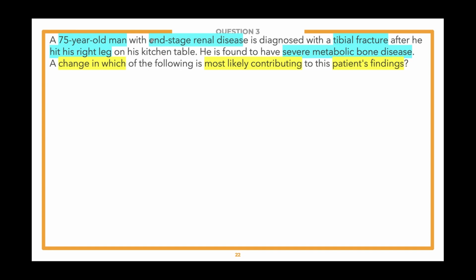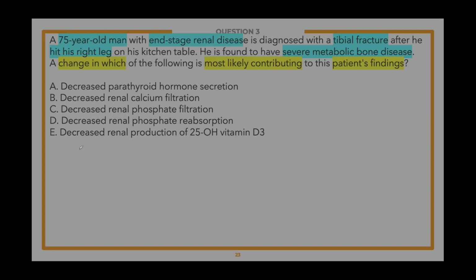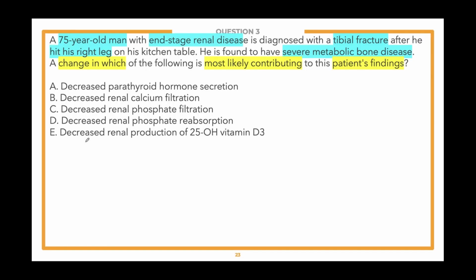Once again, we'll start at the bottom. Answer choice E, decreased renal production of 25-OH vitamin D3. D, decreased renal phosphate reabsorption. C, decreased renal phosphate filtration. B, decreased renal calcium filtration. And A, decreased parathyroid hormone secretion. So we're going to go ahead and open up that poll. Go ahead and select what you think is the best answer here, and we'll talk about it in just a few seconds.